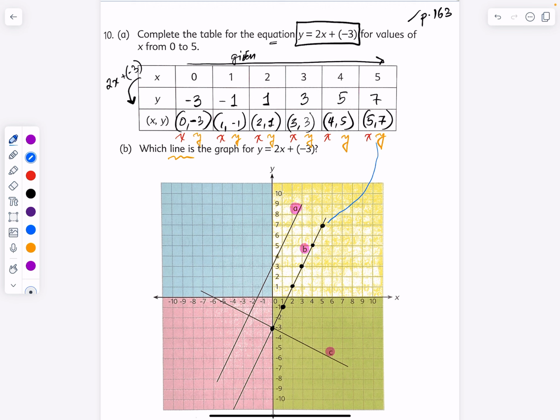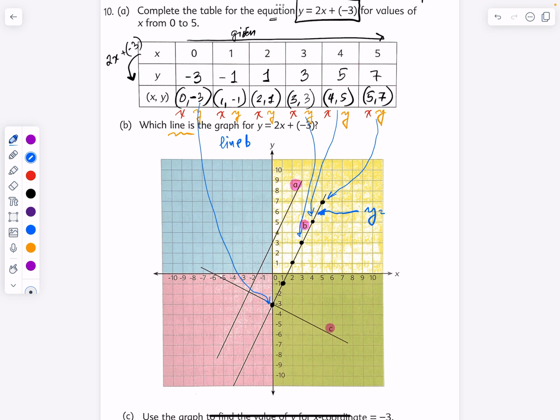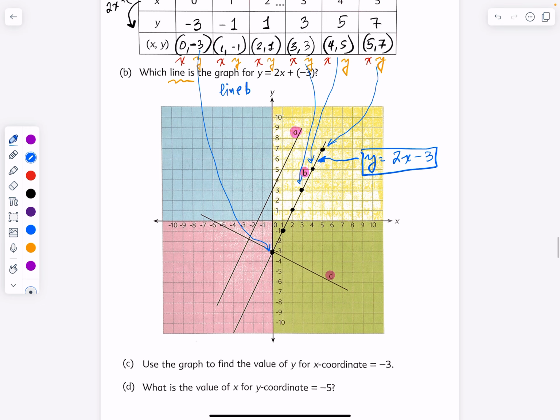Notice, let me do a very thin line. Here is this point. Here is this point. Here is this point. Here is this point. So we know it is line B, right? This relationship is visualized in a graph of line B. y equals double the x and subtract 3. Okay? So use the graph. That's very important. It's a new skill we're developing.